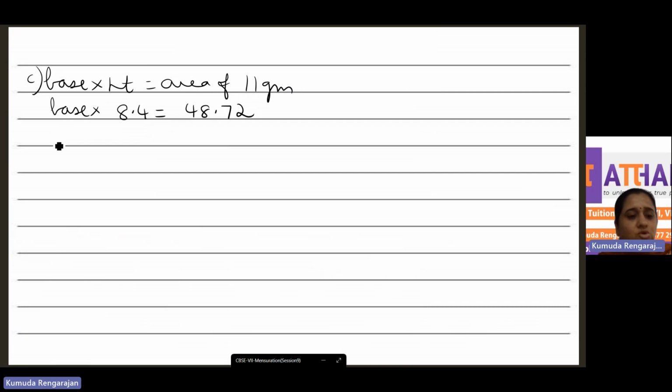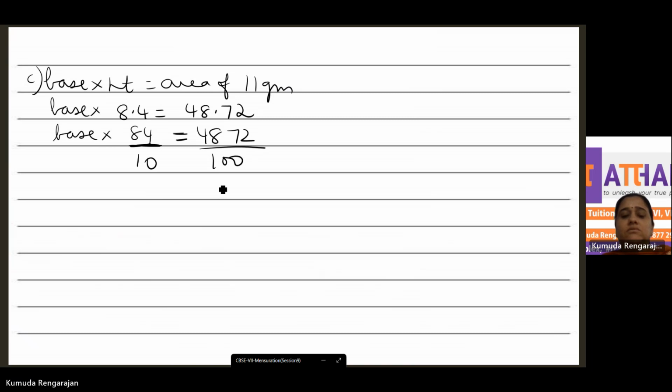4872 by 10. You should do this also. Base into 84 by 10 is equal to 4872 by 100. Shift the decimal point everywhere. 8.4 is 84 by 10. 48.72 is 4872 by 100. Write every decimal as a fraction.